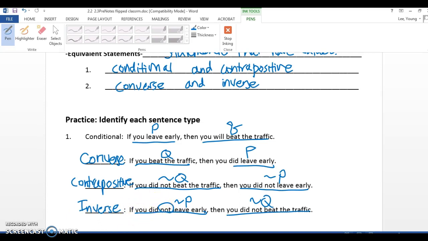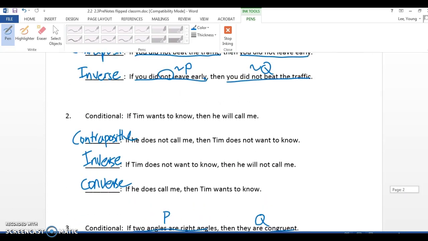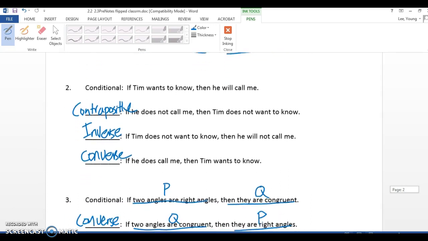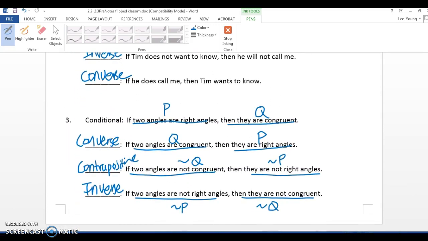So, you can pause the video and finish the rest of the problems, number 2 and 3. Okay, now you can check the answer for number 2 and the answer for number 3. I want to briefly talk about number 3 though. If you read the conditional statement, if two angles are right angles, then they're congruent. Is that true? Yes. If two angles are right angles, then they're congruent because they both measure 90 degrees, correct?